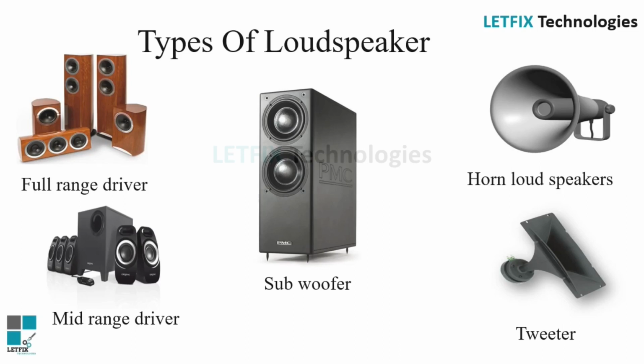Subwoofer. Subwoofers are designed to reproduce low-pitched audio frequencies known as bass and sub-bass. Dual voice coils are used in subwoofers. Tweeter. Tweeters are also called treble loudspeakers, designed to produce high audio frequency, 2000 Hz to 20,000 Hz. Horn loudspeaker uses an acoustic horn to increase the efficiency. Main advantage is producing 10 decibels.